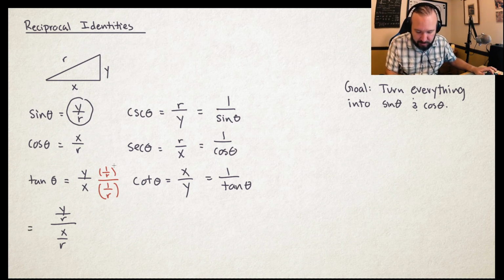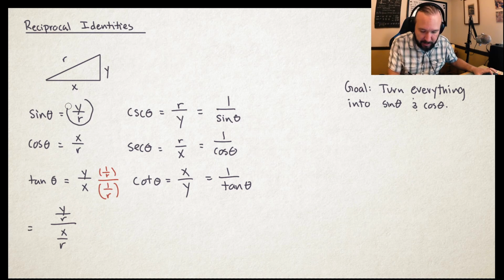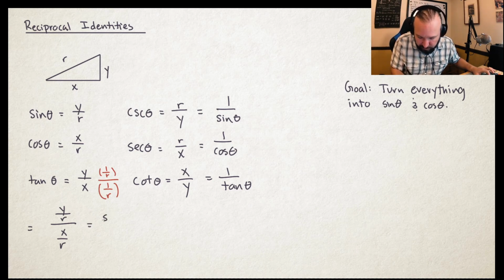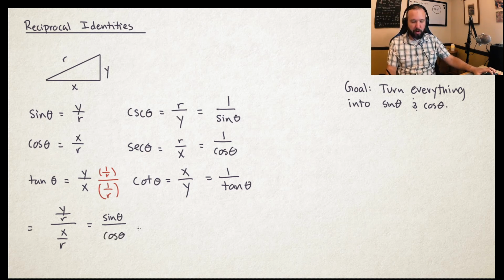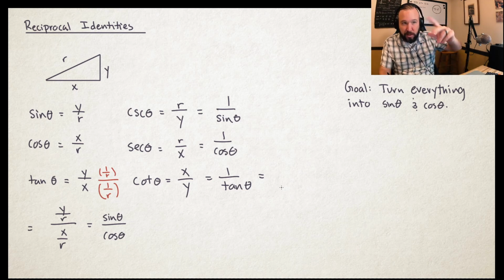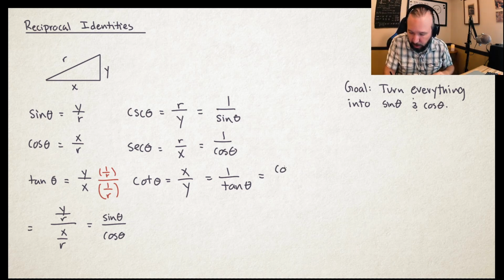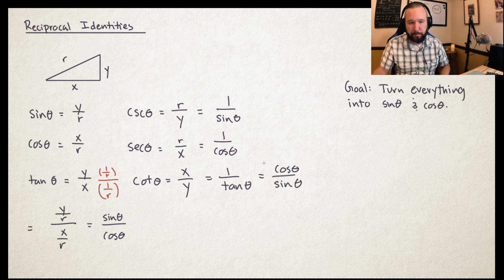So this means that, remember, y over r is sine and x over r is cosine. So I can actually take tangent and phrase that in terms of sine over cosine. Y over r is sine theta and x over r is cosine theta. So that's another way to view tangent. You can either view it as y over x, or you can view it as sine divided by cosine. And by the same reasoning, I can do that with cotangent, right? If I just reciprocal tangent, then I will get cosine theta over sine theta. Okay, so let me just clean this up.